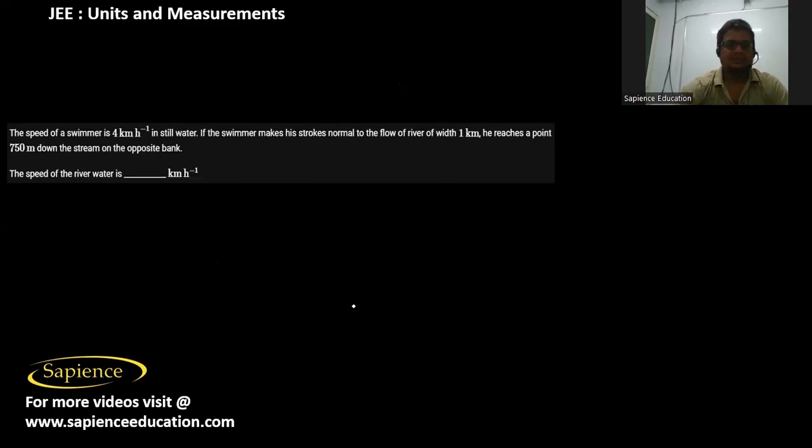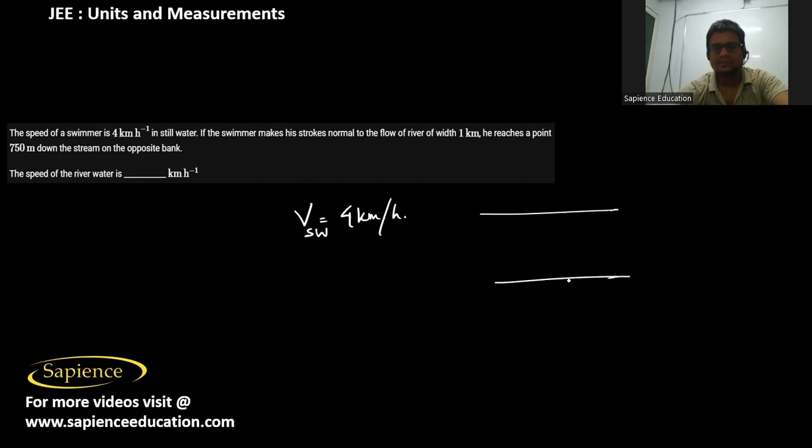Here it is told the speed of a swimmer is 4 km per hour in still water. Speed of a swimmer Vs, that is 4 km per hour in still water. So it is speed of swimmer with respect to water. If the swimmer makes his strokes normal to the flow of river, so he applies his strokes perpendicular to the river flow, he reaches a point 750 meter down the stream on the opposite bank. So this length is 750 meter.